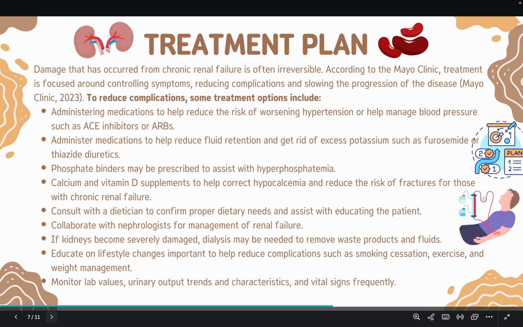And education on lifestyle changes is important to help reduce complications, such as smoking cessation if the individual does smoke, daily exercise, and weight management. Monitoring lab values, urinary output trends and characteristics, and vital signs frequently will be another important aspect of the treatment plan.